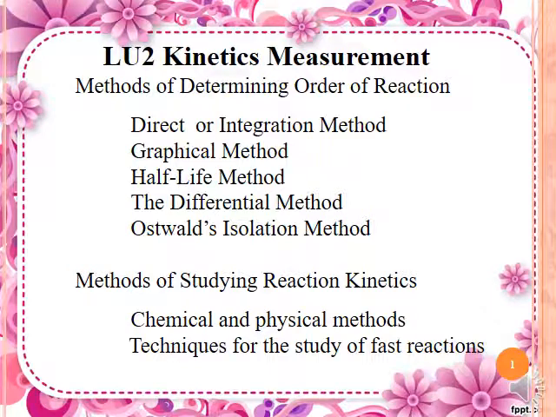Okay, next we move on to the second part of kinetics, which is the measurement. There are several methods that can be used to determine order of reaction. The first one is the direct or integration method, followed by the graphical method, then the half-life method, the differential method, and also the Ostwald isolation method.